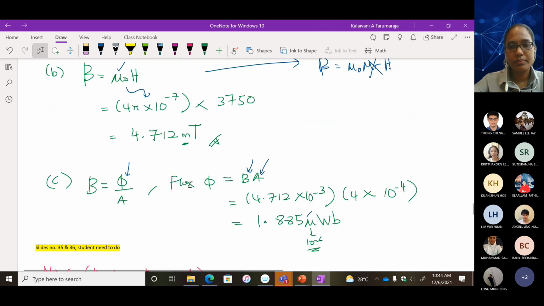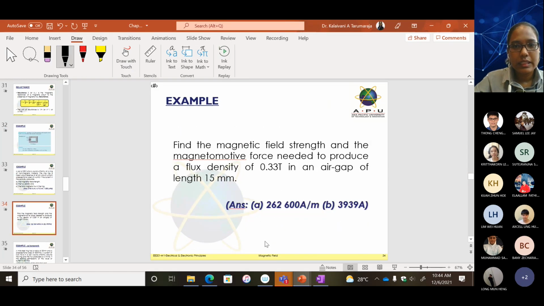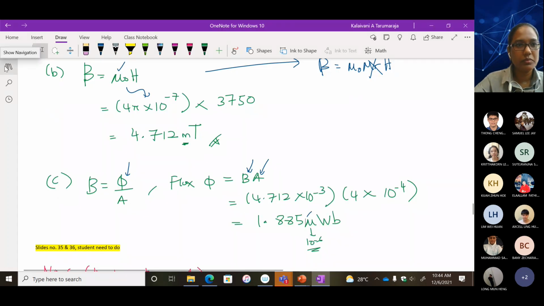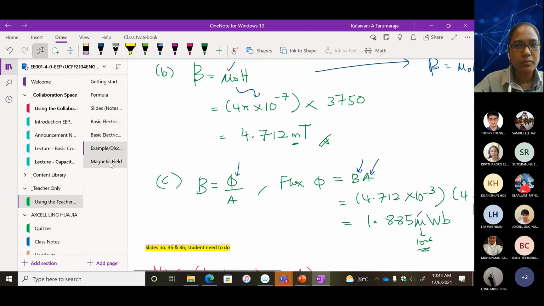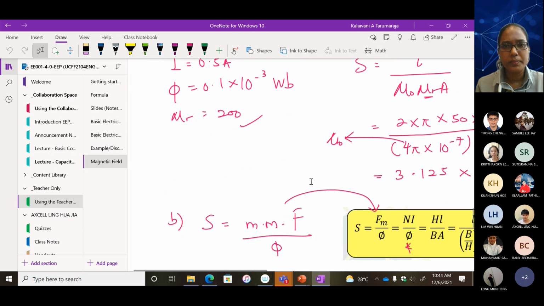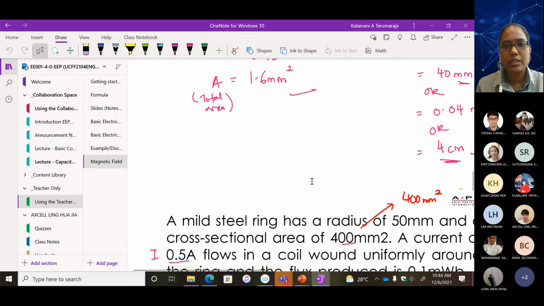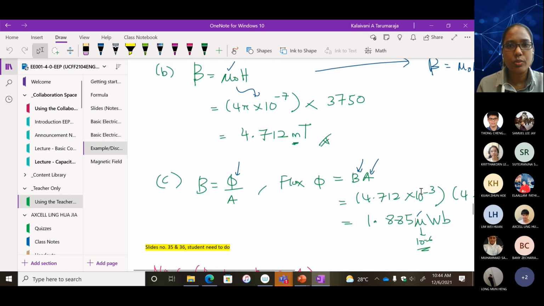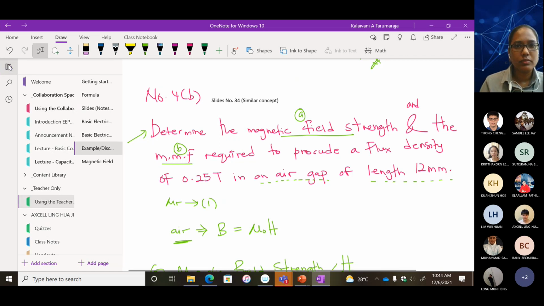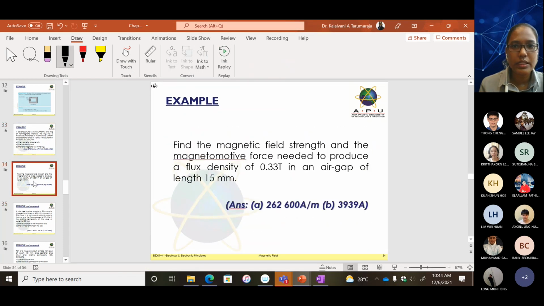So the next one, just let me see whether I have another example related to this one. Let's go on with a few examples here. Okay, this is one more. Should have one more. Okay, slide 34, all right. Let me check one more time, slide 34.